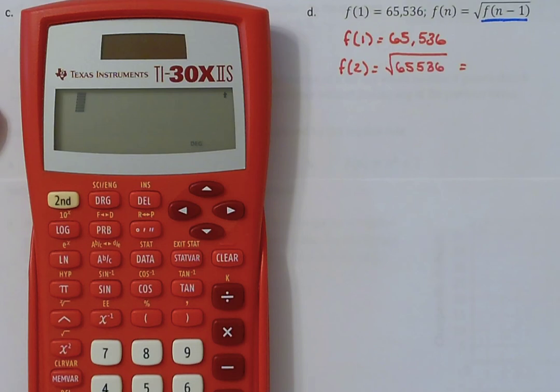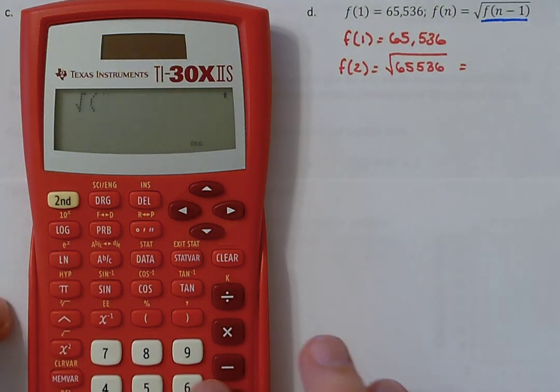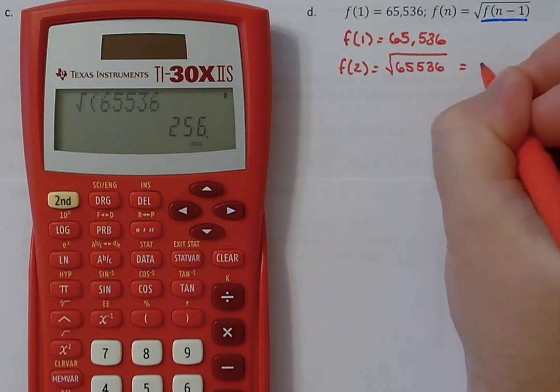Now, to take the square root, if you're using a TI-30, you're going to push second. If you notice above the x to the power of 2 button, there's the little square root. Because that's in yellow, that means I need to hit the second button and then x to the power of 2, and that gives me a square root. So we're going to go through and do the square root of 65,536, and we end up with 256.